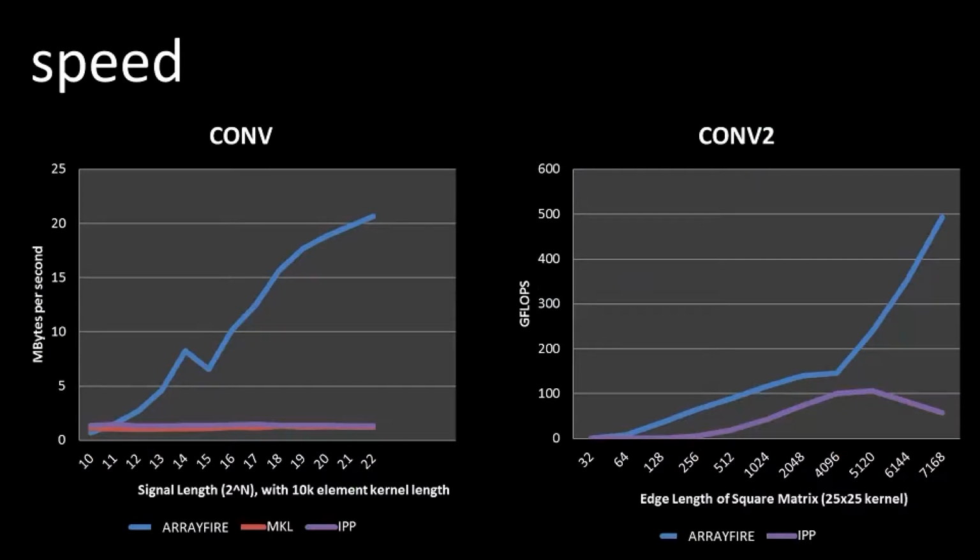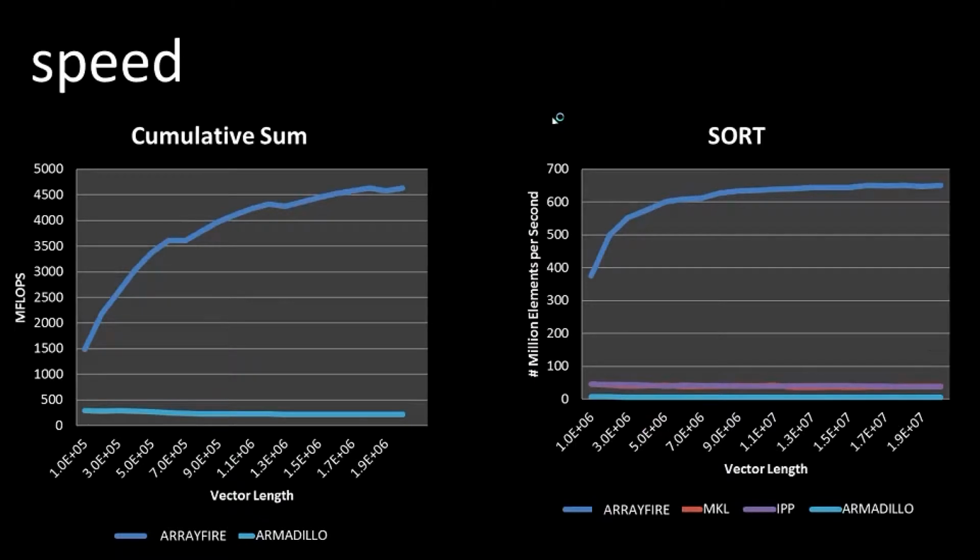Here's convolution, vector convolution over here, as well as square signal convolution, 2D convolution. And all these were comparing the state-of-the-art Intel Performance Primitives, and ArrayFire wins. Doing a cumulative sum or accumulated sum, the sorting achieves state-of-the-art throughput.